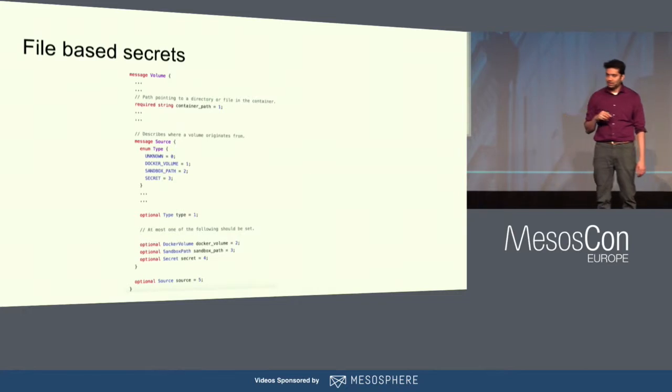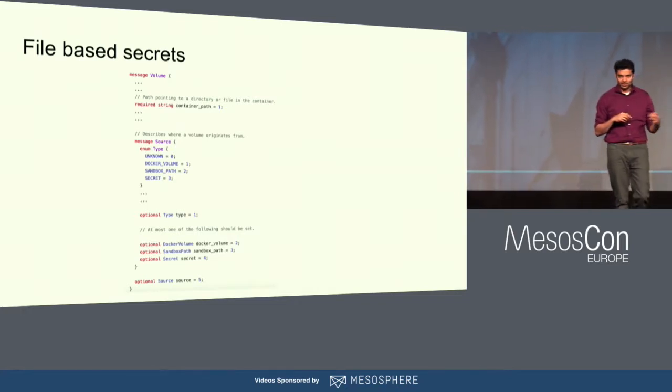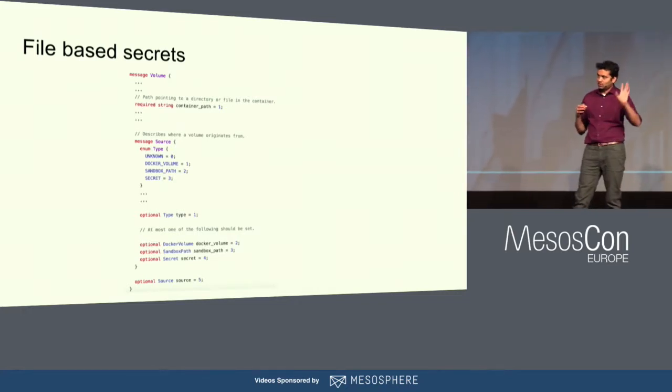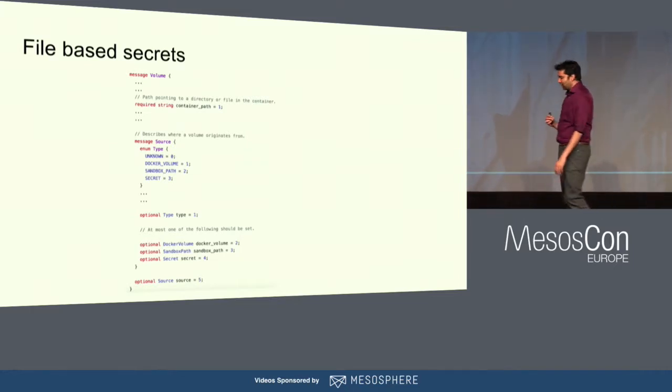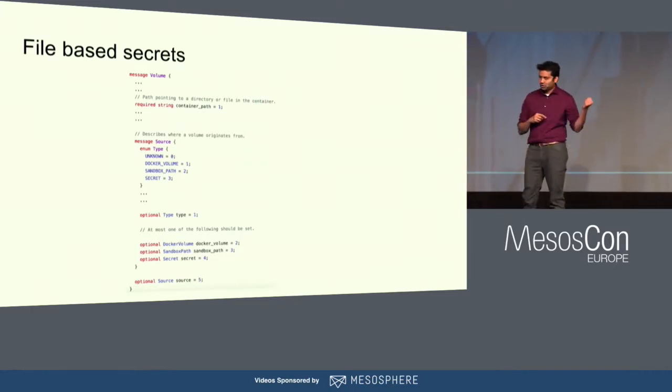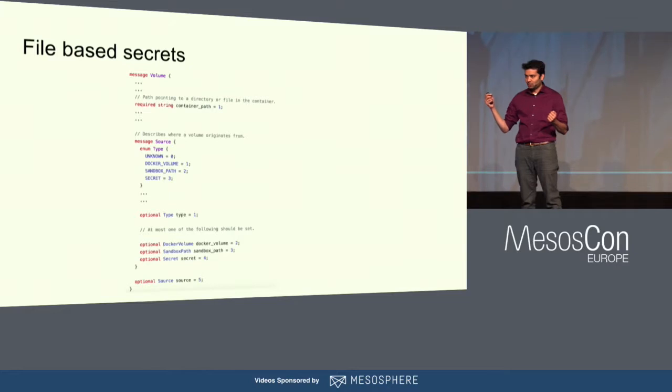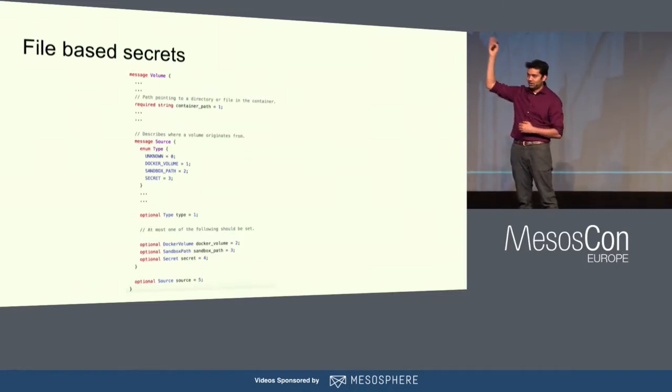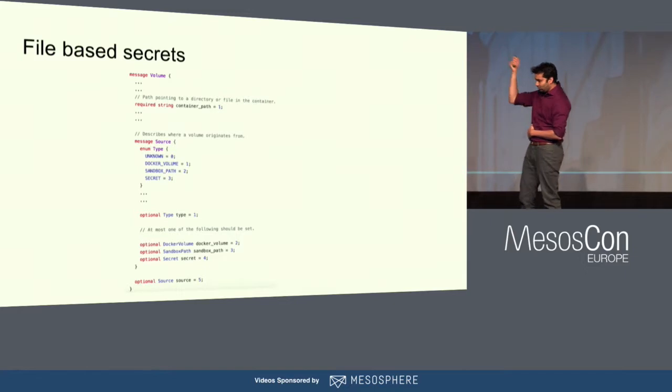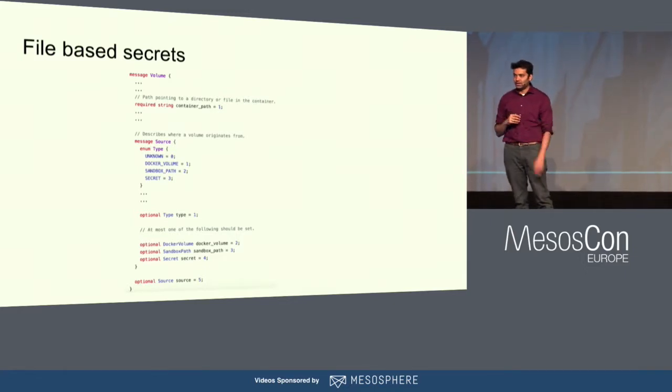Now someone could say the source of my volume is a secret. What this basically tells Mesos is that someone wants to put that secret as a volume at a container path. The container path is right there in the volume, but the data that they need in that container path is actually in a secret store somewhere. So Mesos needs to pull that and then put it in that container path inside their container so that they can access it.